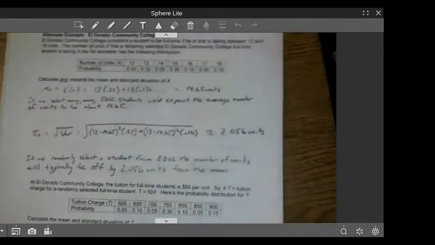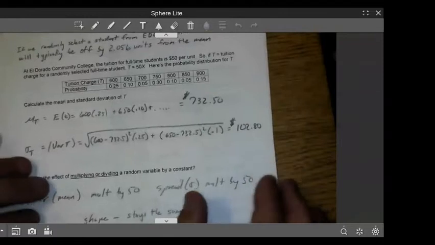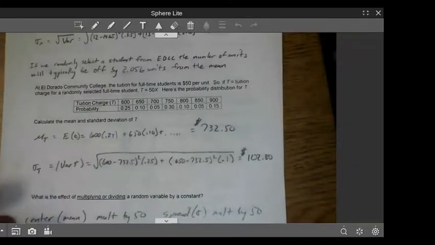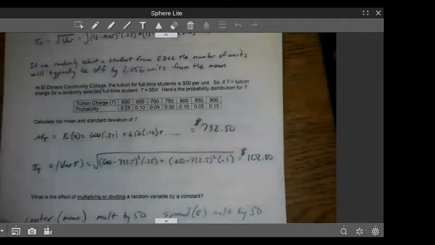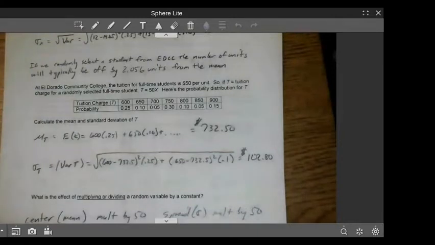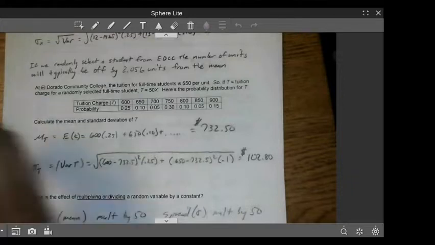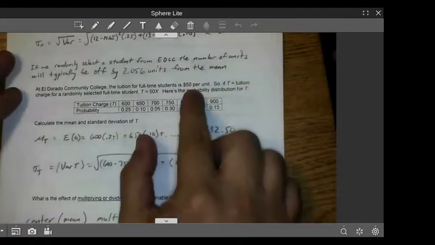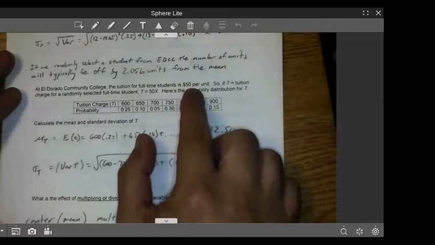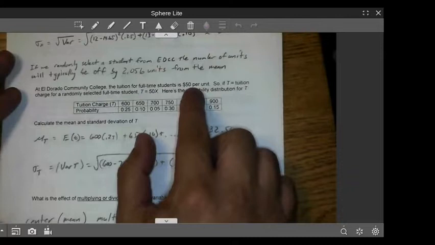All right, the next one says, let's change things around a bit. Let's go back to unit 2. Remember that multiplying changes both the center and the spread, meaning both the mean and the standard deviation. Adding only changes the center, not the spread. So this one says we charge $50 per unit. That's probably a little outdated. I bet it's more than that. Even for a community college, that seems ridiculously cheap.